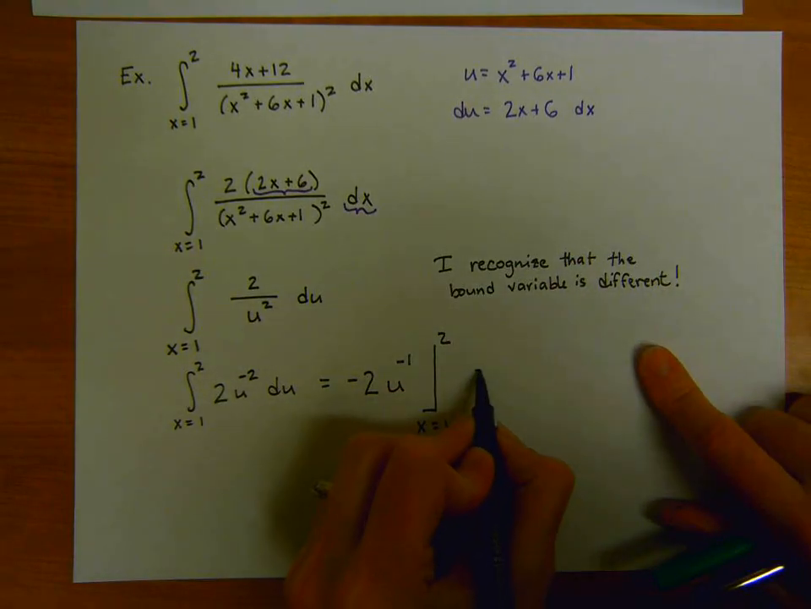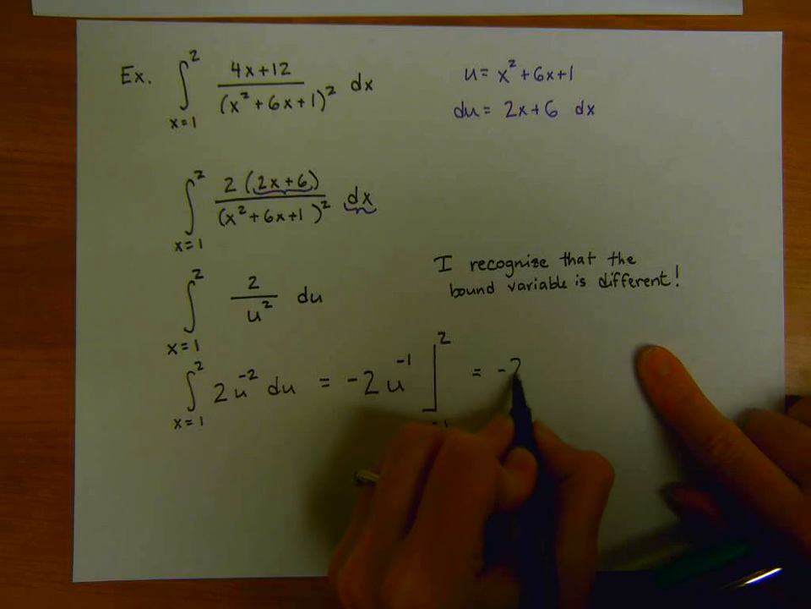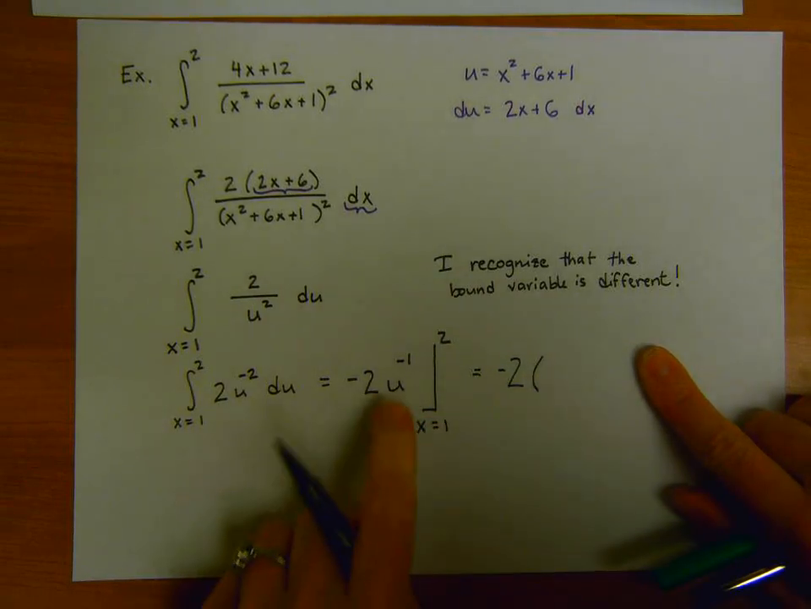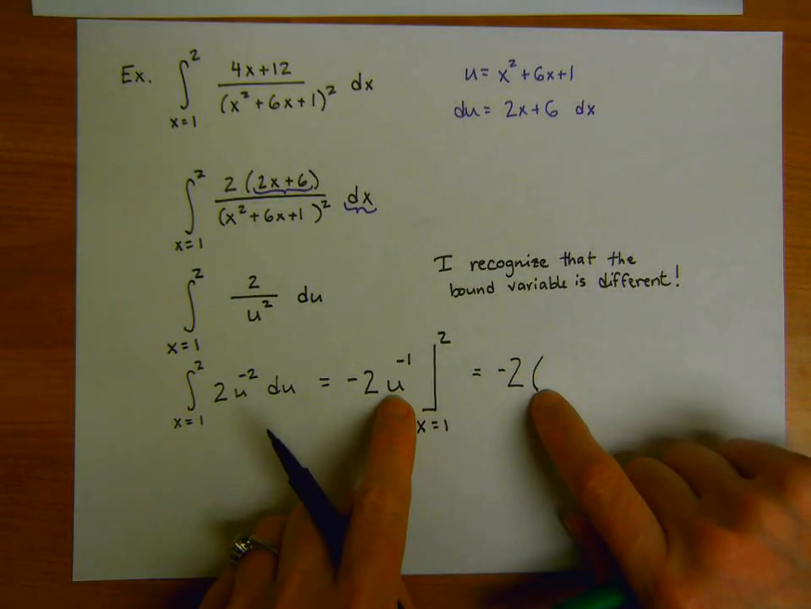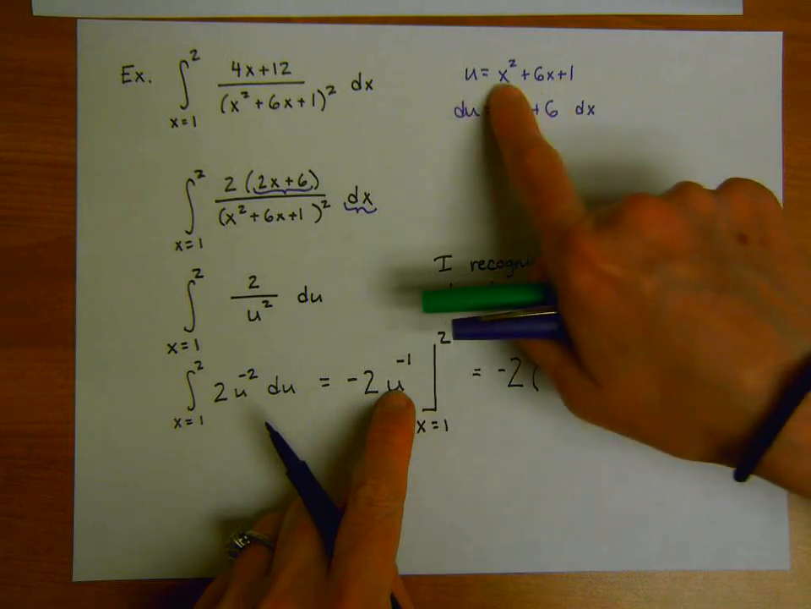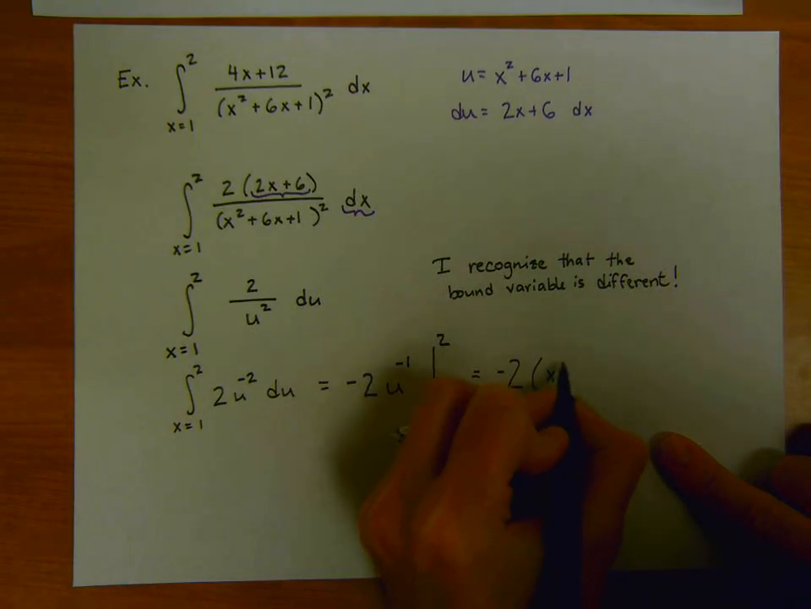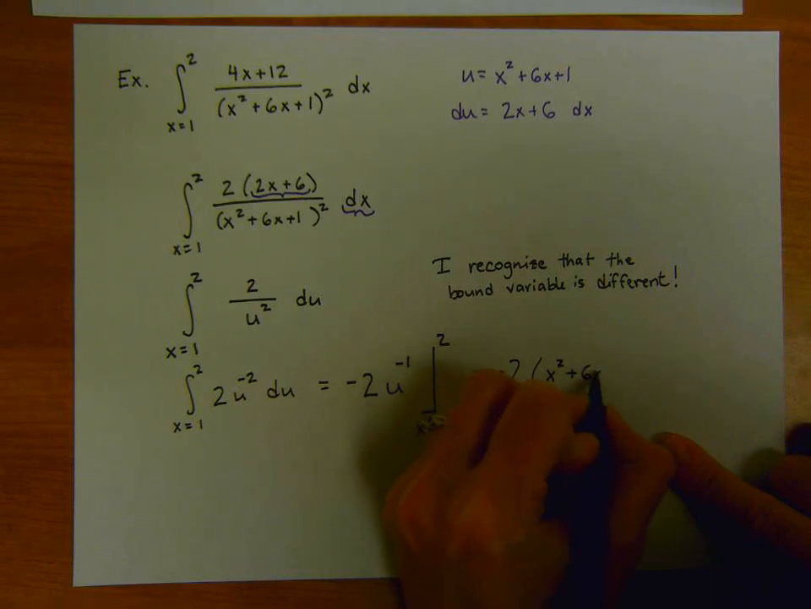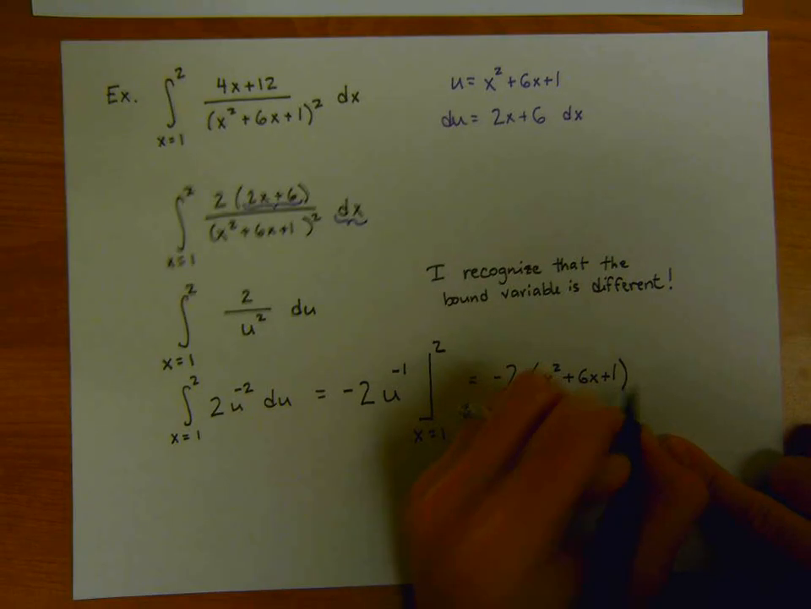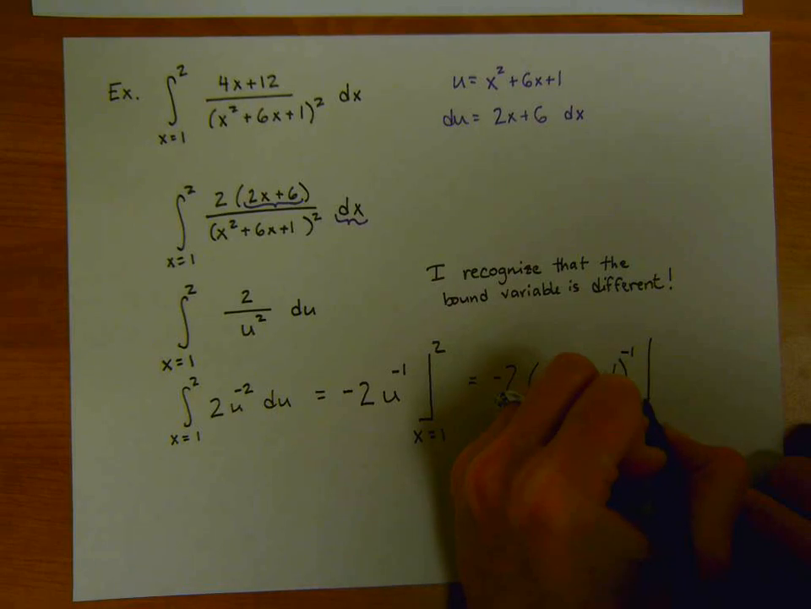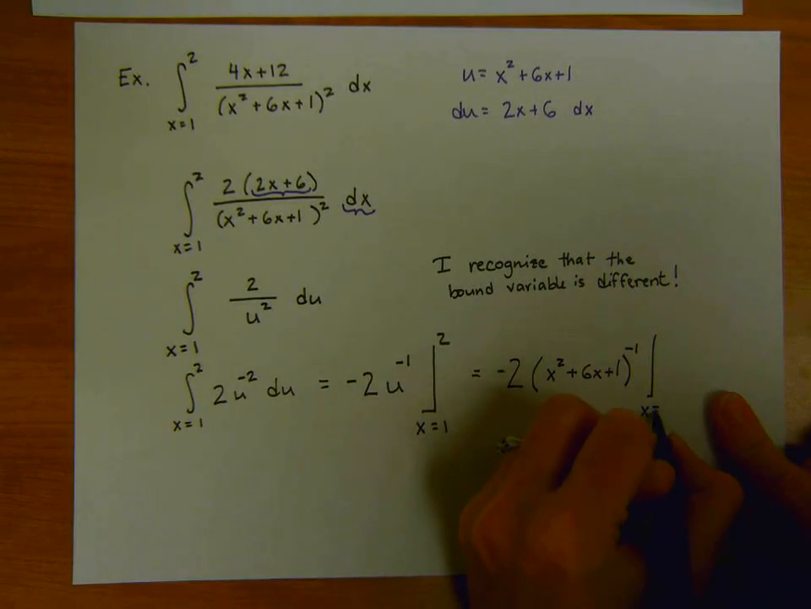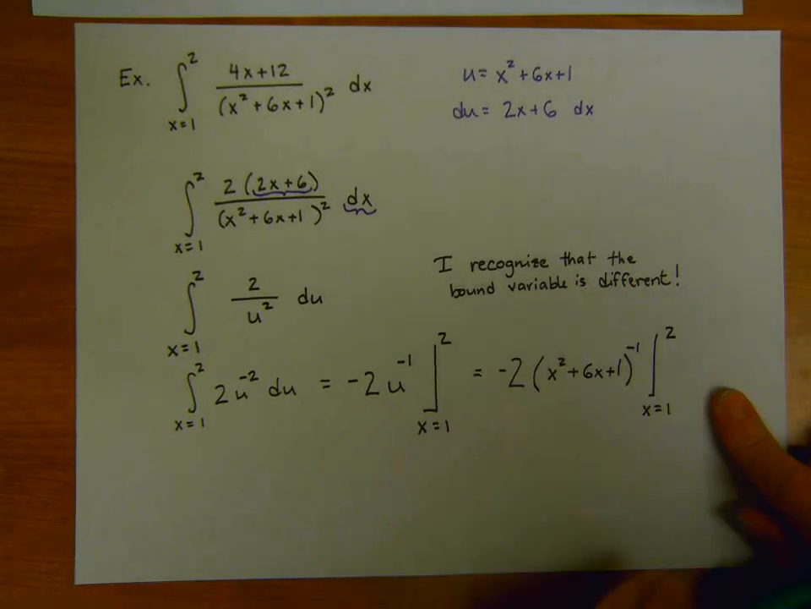So in order to be able to plug it in, I'm going to use the same technique that we did before. And that technique is, I know what u is. U is this big, long, messy thing. So I'm going to plug that in as x squared plus 6x plus 1 to the negative 1, evaluated as x goes from 1 to 2.